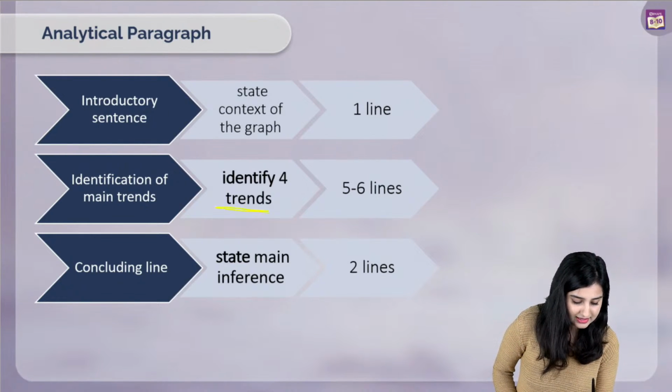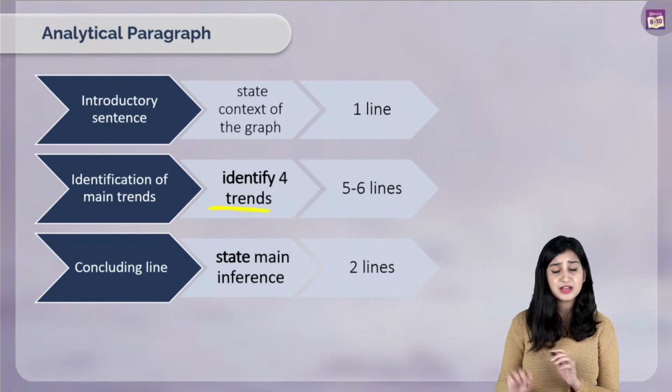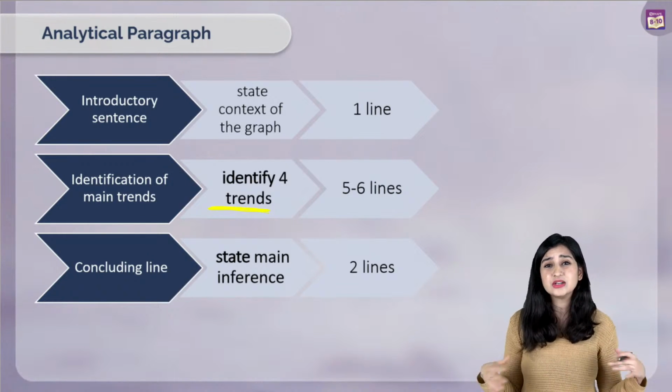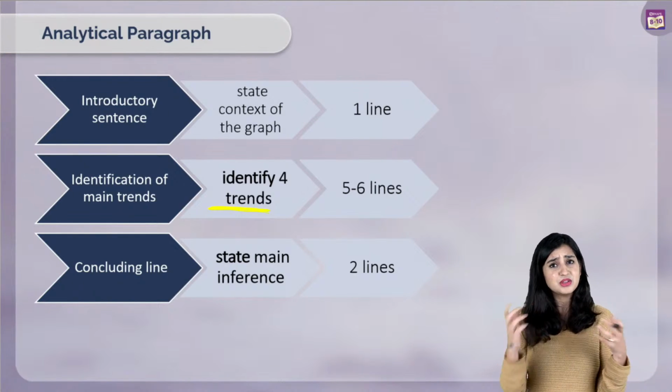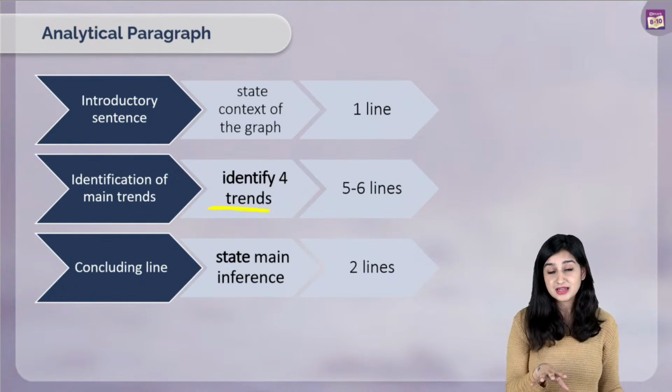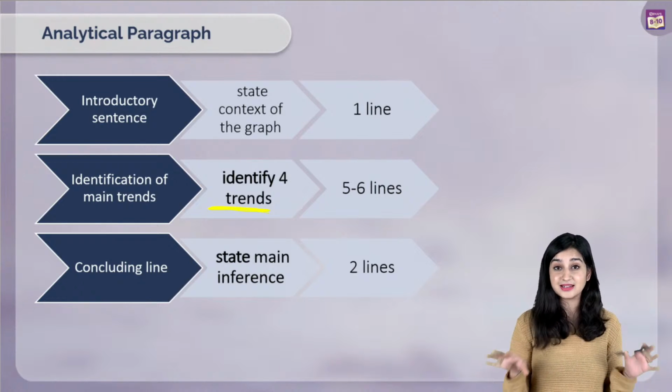Okay, so now what is this? It says over here identify trends, and you have to identify 4 trends. So let's quickly go over what a trend is. So a trend is any sort of information that you can derive from the chart that is given to you.